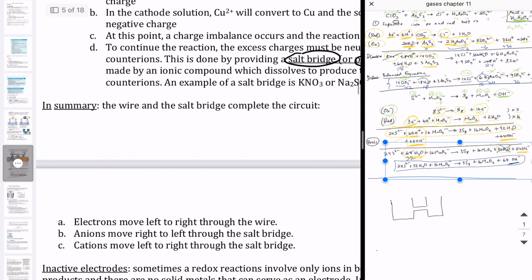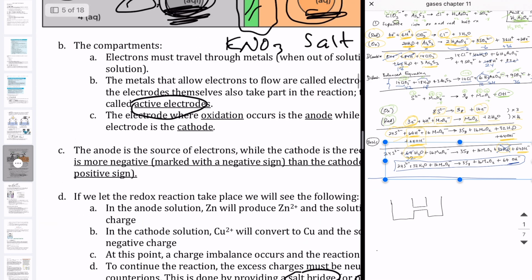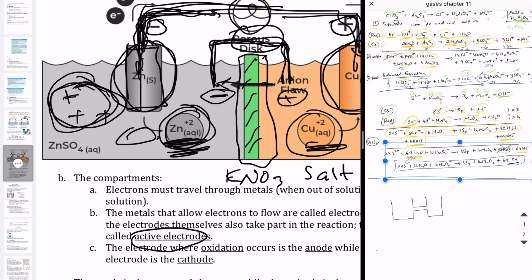So in summary, here are some components of it. Electrons move from left to right through the wire. The left side is the anode, that's where oxidation occurs. And then the right side is the cathode, that's where the reduction occurs. The anions, in this case, are going to move to the left side because there's a lot of positives being generated as a result of the electrons moving away.